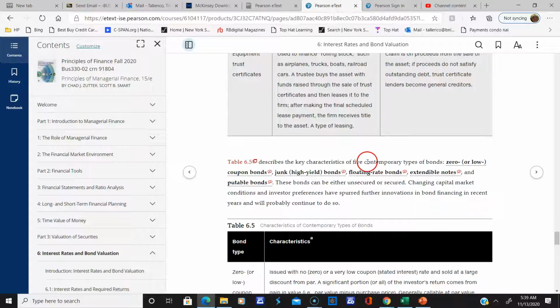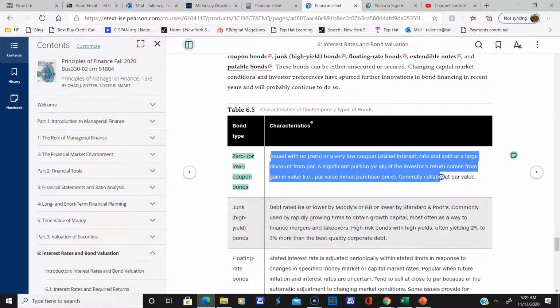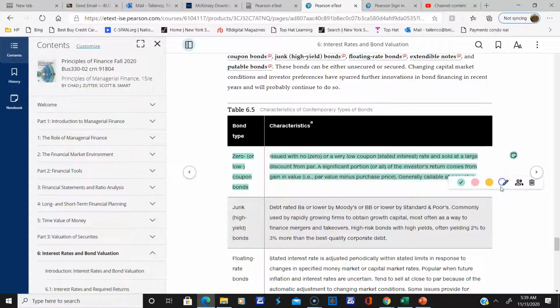And here are more different types, and these have different names now. These are zeros, coupons, junk, as we talked about, floating rate, extendable notes, and puttable bonds. Okay, so these are interesting types of bonds. The zero coupon bond you buy at a big discount, and there's no coupons, such the name zero coupon. So they're issued with no coupon, and you just buy them at a deep discount, and you get your money back at the end.